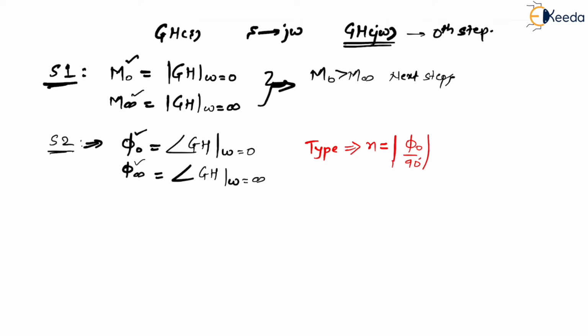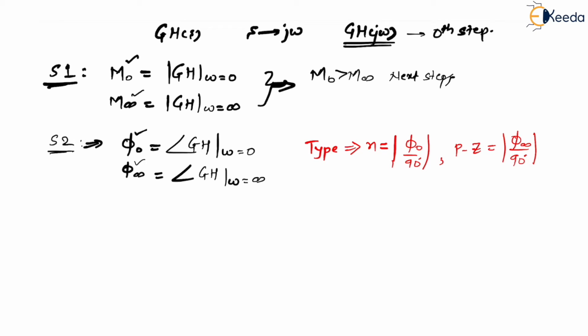Then we had seen that if you are interested to find the number of poles minus number of zeros, that is p minus z, everything being with respect to the loop gain itself, then it is equal to phi infinity by 90 degrees, mod of phi infinity by 90 degrees, right?